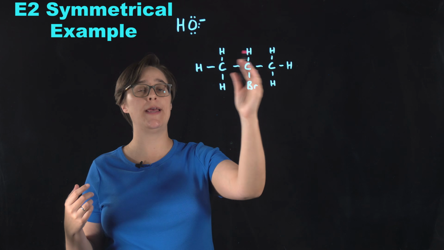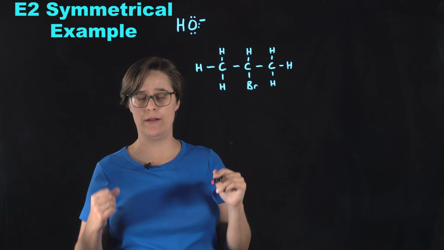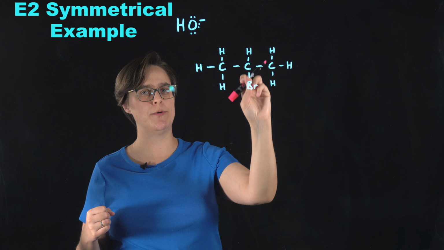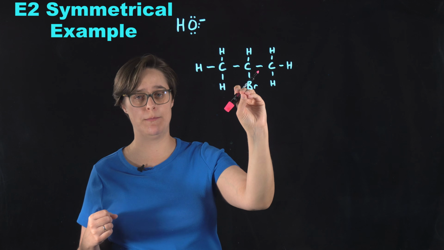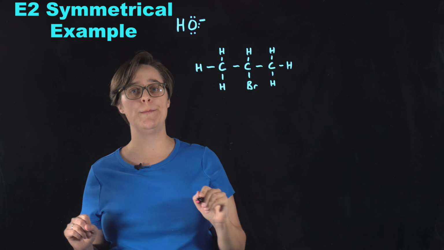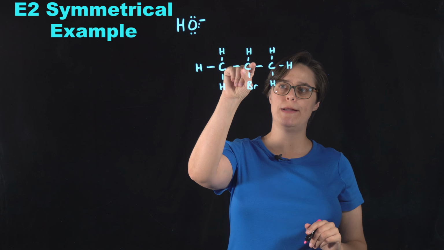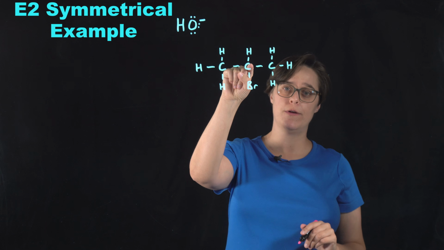But the first thing we do is identify the leaving group. So we need to find a polar covalent bond involving a carbon. So we have a carbon-bromine bond. This is our polar covalent bond, with bromine being the more electronegative. So bromine is our leaving group. That makes the carbon that the bromine is bonded to our alpha carbon.